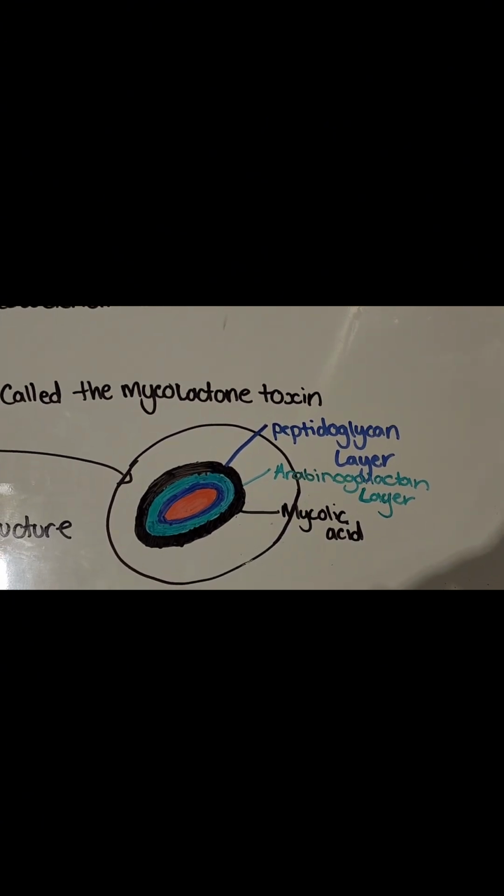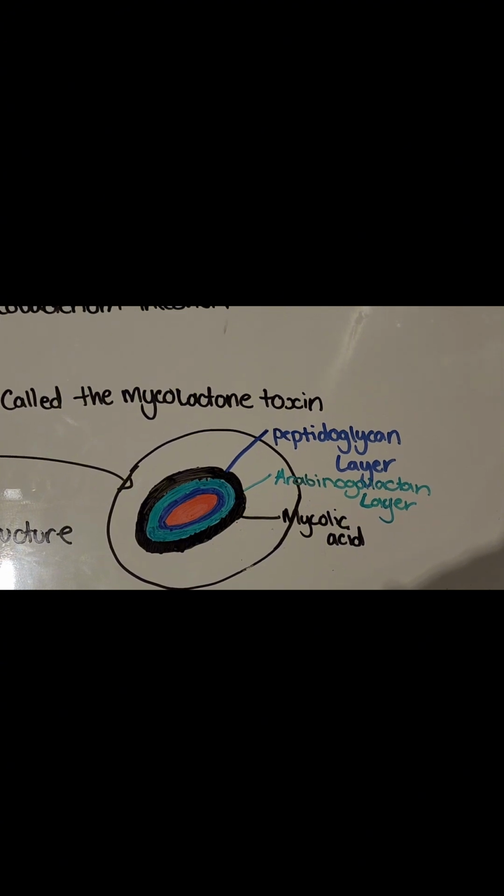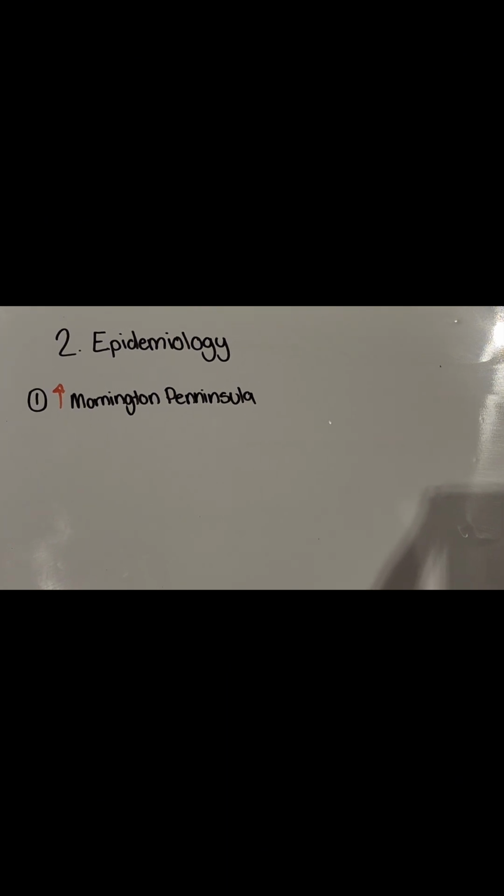Now let's move on to the epidemiology of Mycobacterium ulcerans. Number 2. Mycobacterium ulcerans epidemiology. Mycobacterium ulcerans has been found to have increased prevalence in the Mornington Peninsula, found in the southeastern suburbs of Victoria, Melbourne, Australia. Mycobacterium ulcerans is also highly prevalent in Africa.